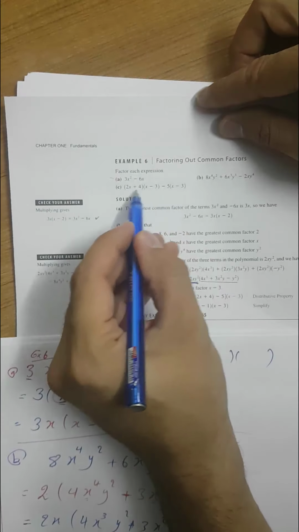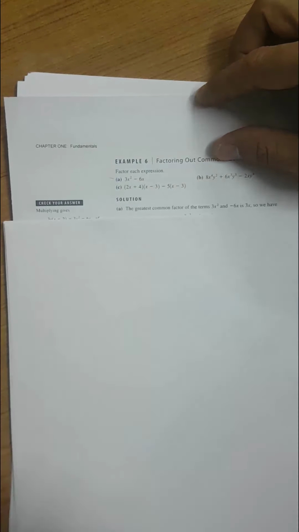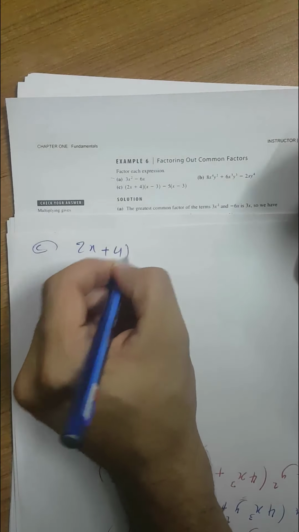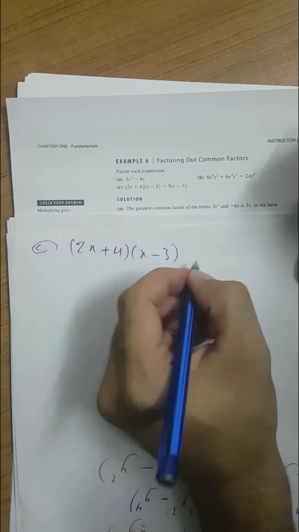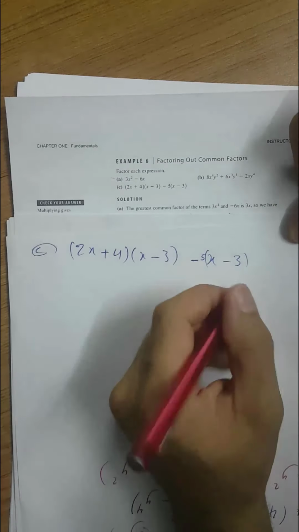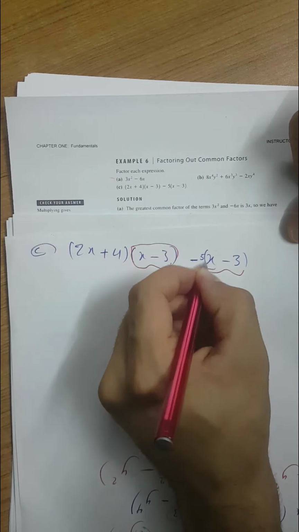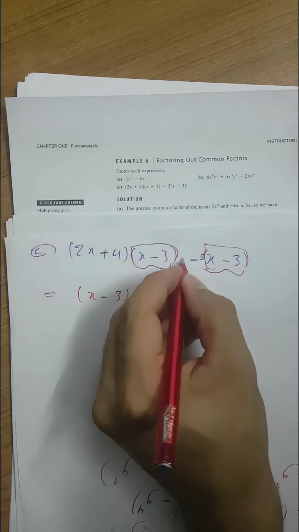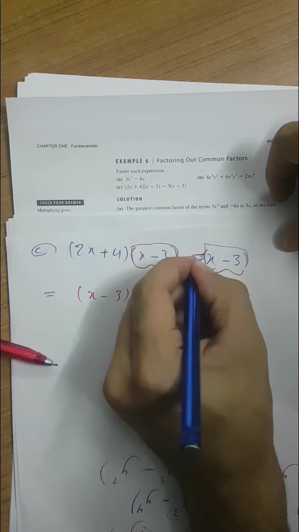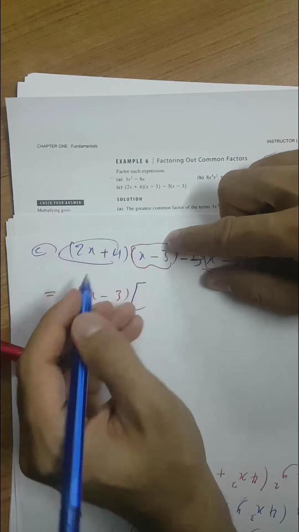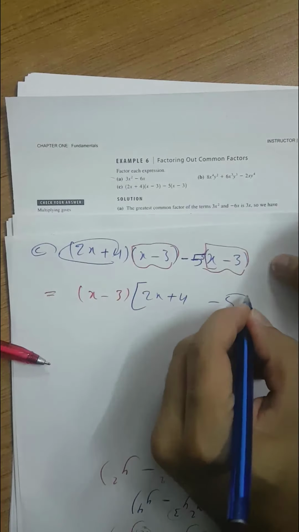Now how about this one? Look, it's an interesting example. In part C, we have 2x plus 4, x minus 3, minus 5, x minus 3. Now look, here's the common. We have what as a common? Factor means find the common. So if I put x minus 3 out, it remains what? This is minus 5. Do not forget about this one, minus 5. So if I take this one out as a common, it remains this part, 2x plus 4 minus 5. That's all that we need.